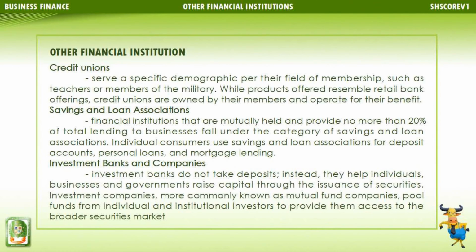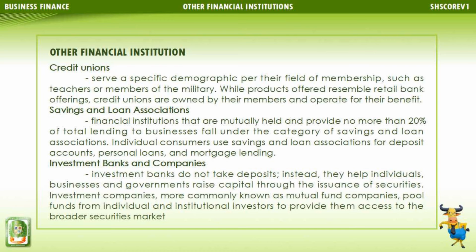Other financial institutions, credit unions, serve a specific democratic purpose. They are formed of a membership, such as teachers or members of the military. While products offered resemble retail bank offerings, credit unions are owned by their members and operate for their benefit.